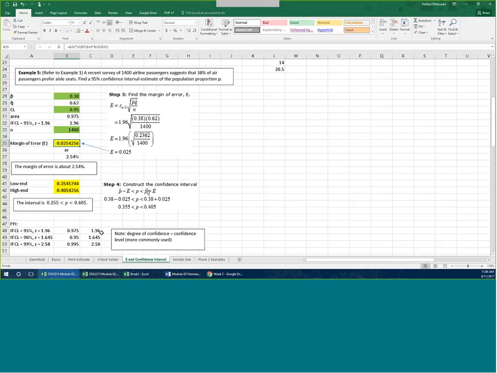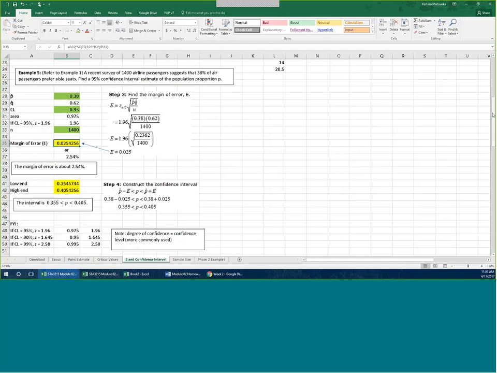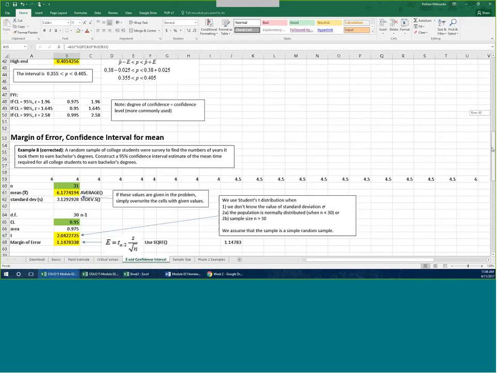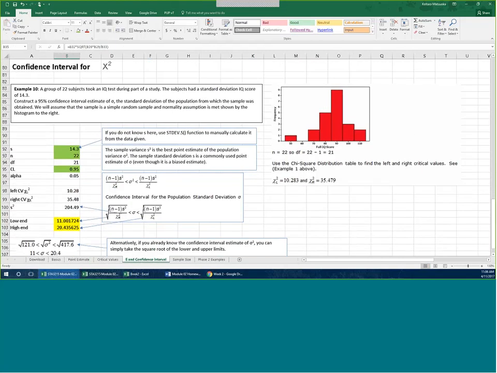So now let's move on to the point estimate, the confidence interval, and the margin of error for this thing, chi-squared.